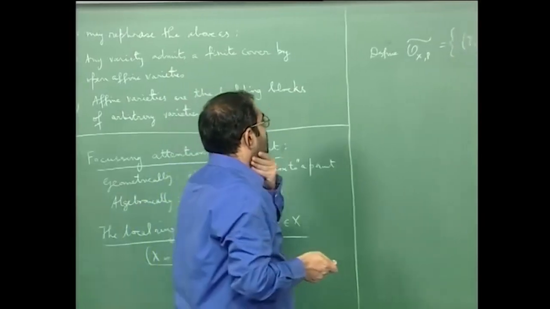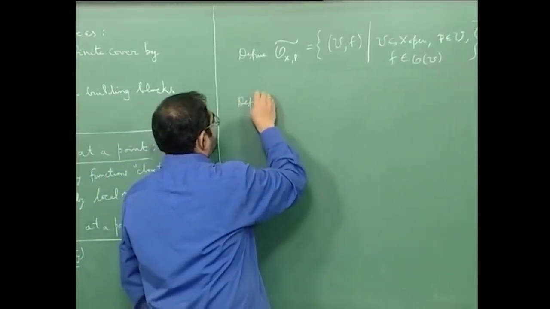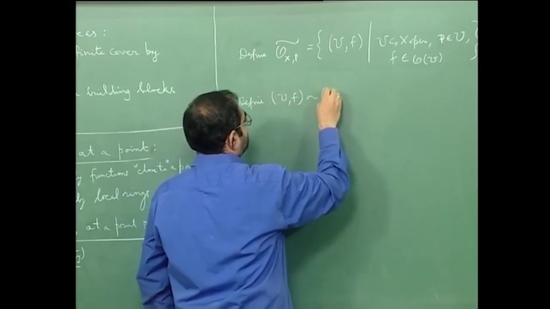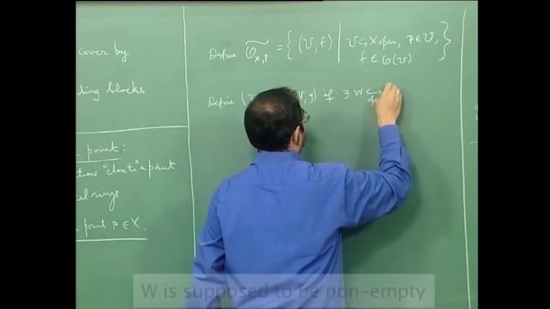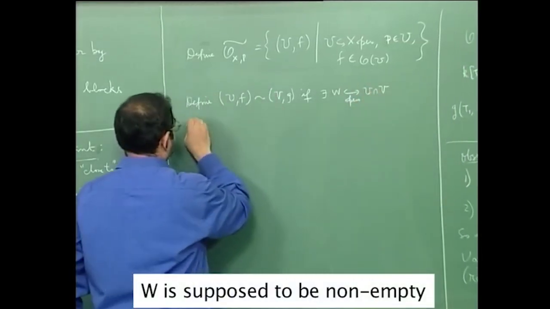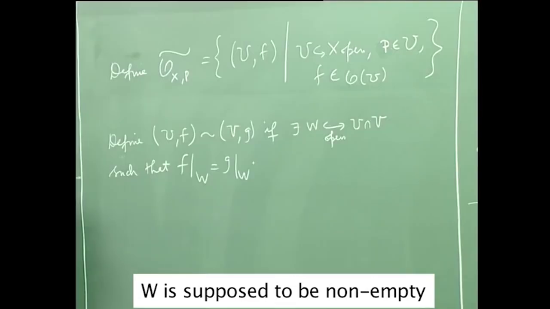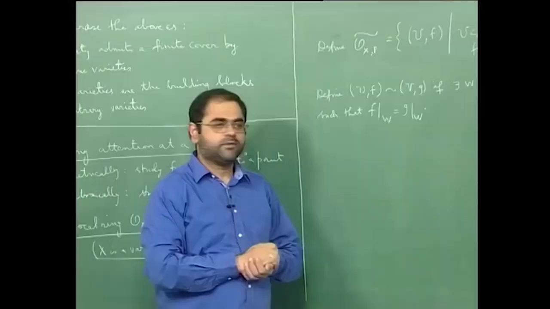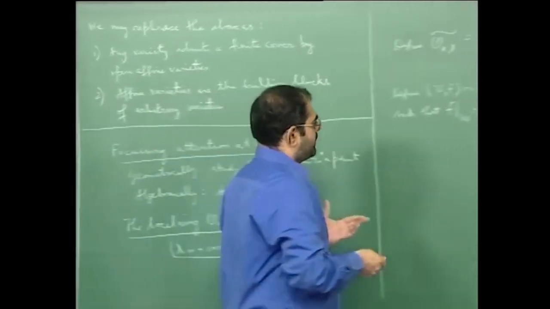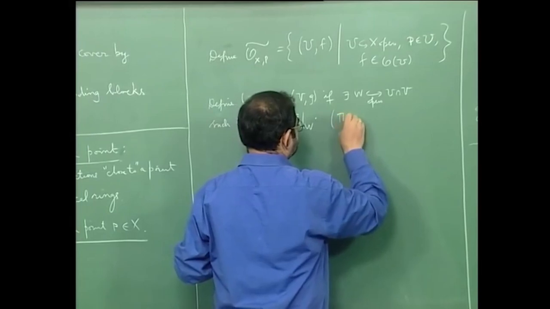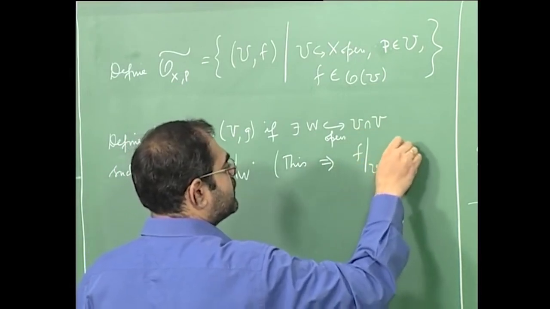And what we will do with this is introduce an equivalence relation. Define (U, f) equivalent to (V, g) if there exists W open in U intersection V such that f restricted to W is equal to g restricted to W. So you put this condition, you define two such pairs to be equivalent if they define the same function in a smaller neighborhood of P. Of course, this implies that f restricted to U intersection V itself will be equal to g restricted to U intersection V.